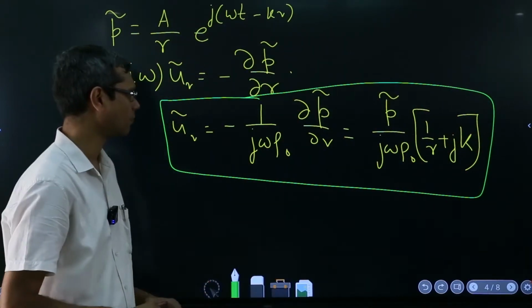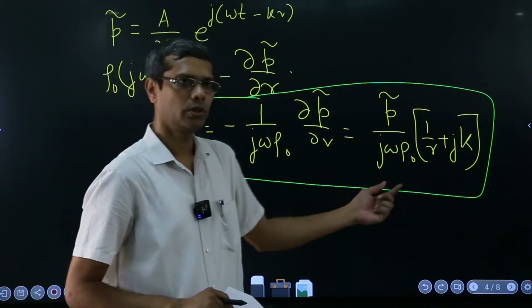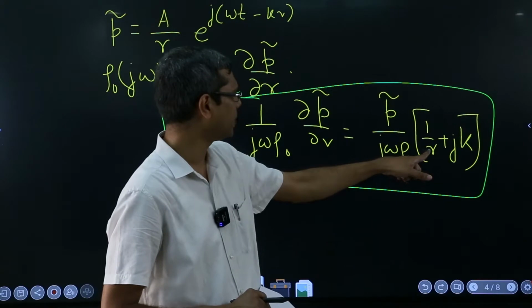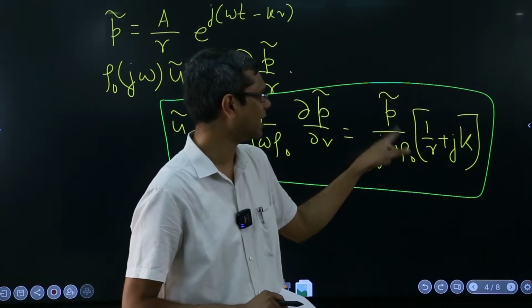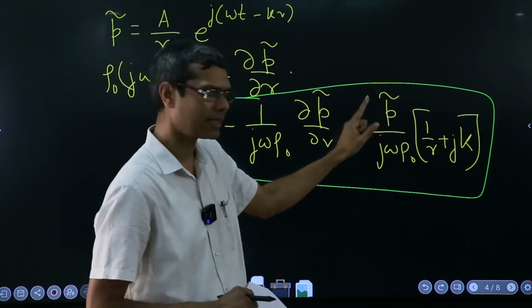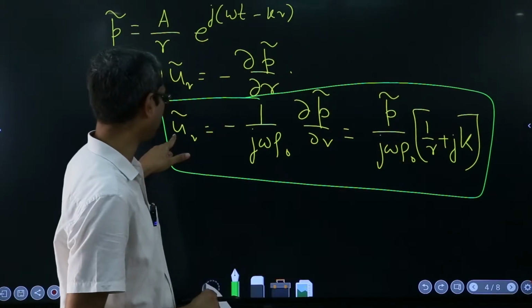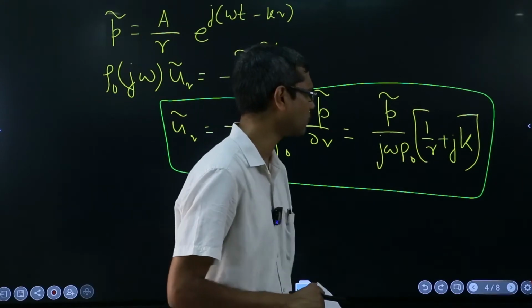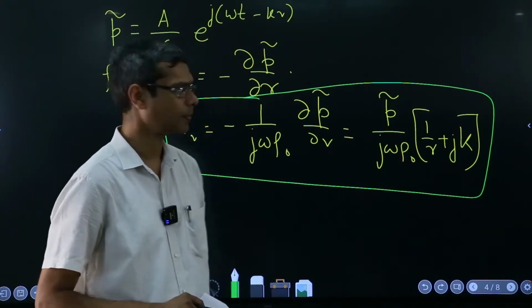Okay. So your radial velocity at any r will be related to the pressure at that point like this. So this is the pressure at that location. This is the radial velocity at that location, and they are related like this as a function of r and frequency k. Okay.